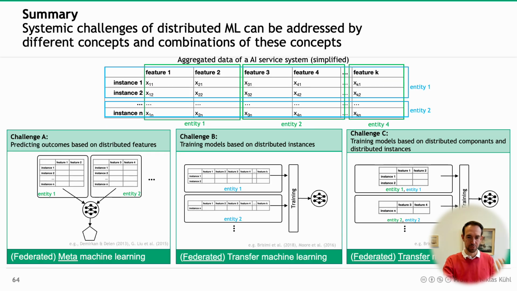And this brings us to the summary, right? For which of these challenges can we utilize what type of method? For the challenge of predicting outcomes based on distributed features, so features are distributed across different entities, we can use meta machine learning or also federated meta machine learning. If we have the challenge that we always have the same features, but the entities have different instances, then we can use transfer machine learning or also federated transfer machine learning. And for the most challenging case, we can use federated transfer learning where both features and instances are distributed.